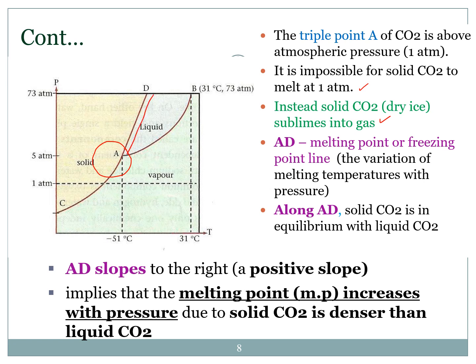AD line is the melting point or freezing point line, the variation of melting temperature with pressure. Along AD, the solid carbon dioxide is in equilibrium with liquid carbon dioxide. AD slopes to the right or has a positive slope. This implies that the melting point increases with pressure because solid carbon dioxide is denser than liquid carbon dioxide.